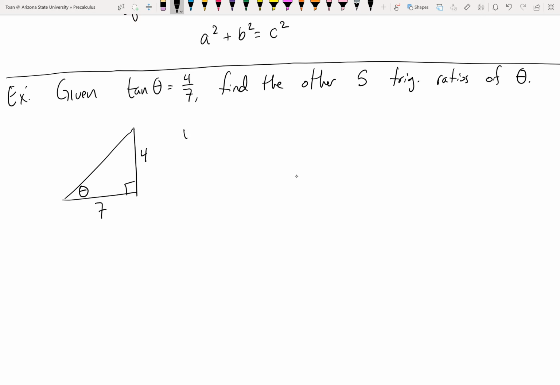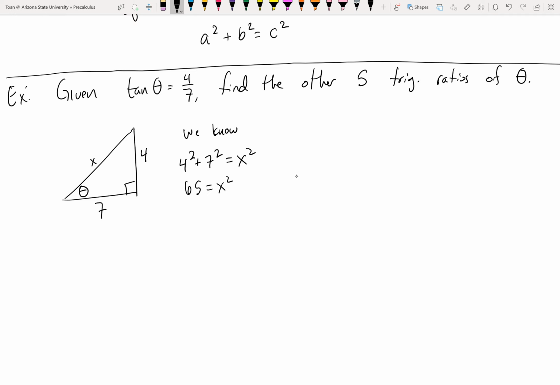So from this picture, we know, let's call this, I don't know, x or something. We know 4 squared plus 7 squared equals x squared. And then this should be a relatively simple problem to solve. 4 squared is 16, 7 squared is 49, 16 plus 49 is 65. And then I'd take the square roots.